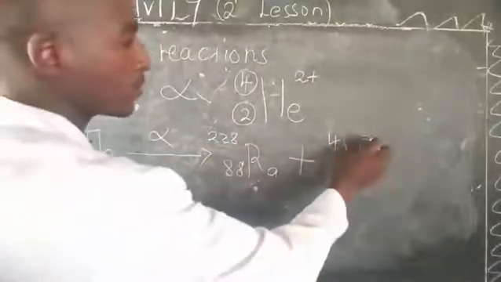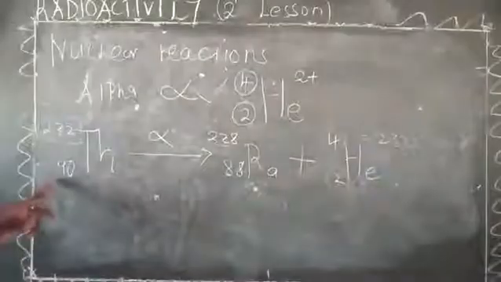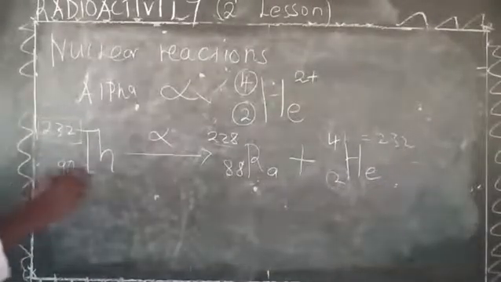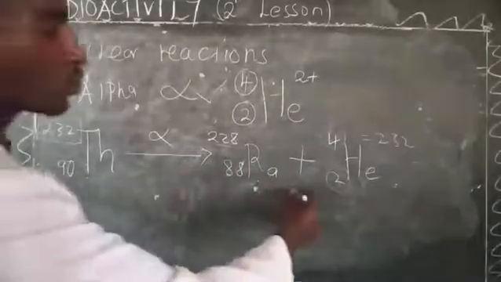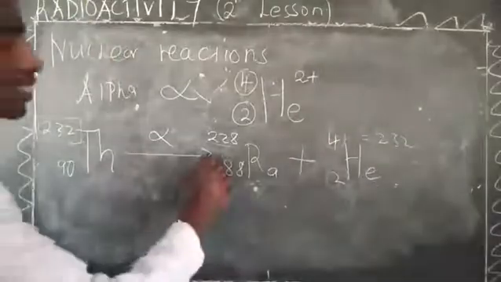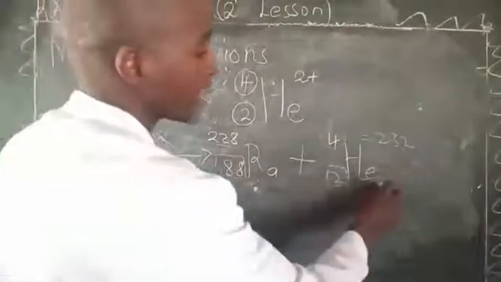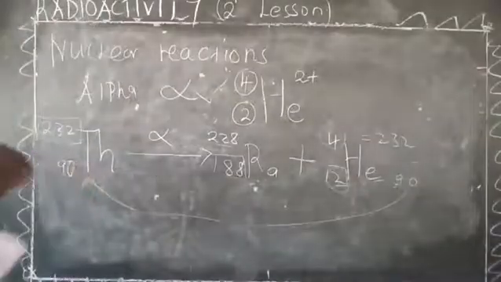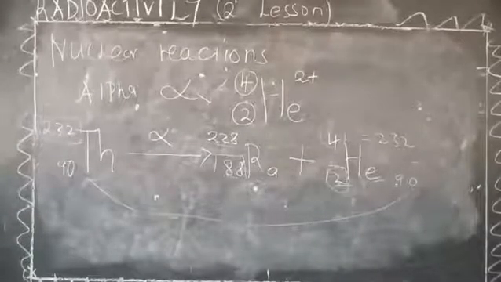It gives you 232. If we come to the atomic number as well, we are having thorium with an atomic number of 90, and when we come to the right hand side, we have 88 for radium. If you add 2, we get 90, which brings us back to what we have on the left hand side, and this type of nuclear reaction is said to be balanced.